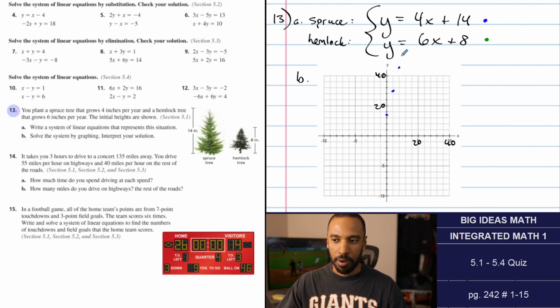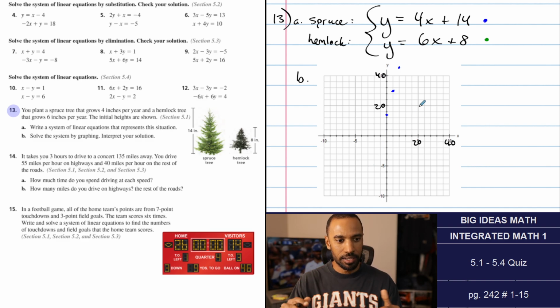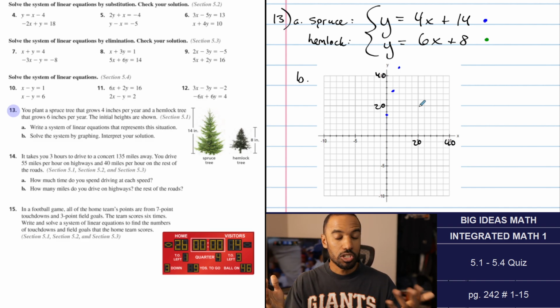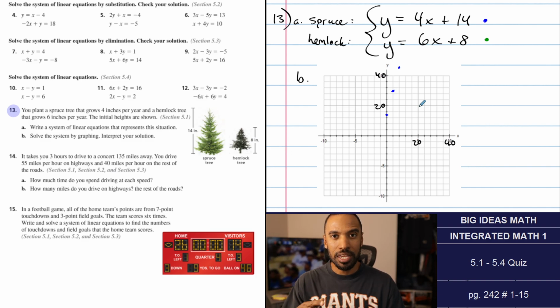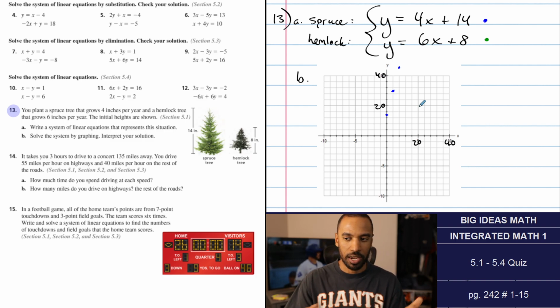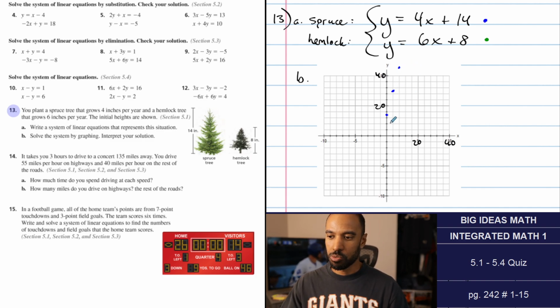Now, I only care about the positive realm. Negative realm doesn't matter for us because when it says solve the system, it says interpret your solution. The question is, by what year do these trees have the same height? That's really what they're asking. It's only going to be positive years later. The hemlock tree grows faster than the spruce tree.